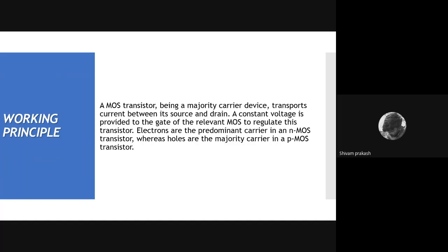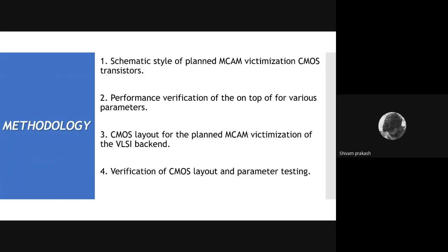The next topic is explained by Ranveer Kumar. I am going to explain the method of MOS modeling. Here we have taken four points. The first point is the schematic design of the proposed MCAM using CMOS transistors. The second point is performance verification for various parameters. The third point is a CMOS layout for the proposed MCAM using VLSI backend, and verification of the CMOS layout and parameter testing. The next topic is explained by us.